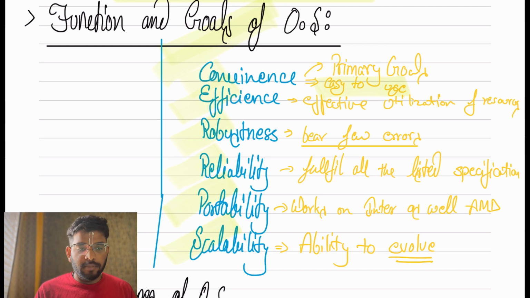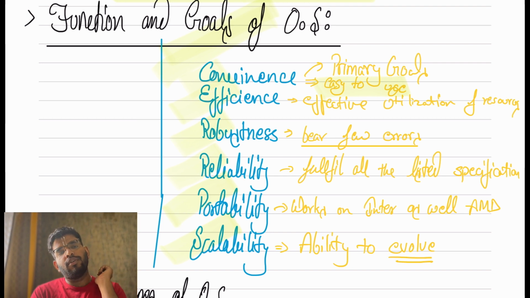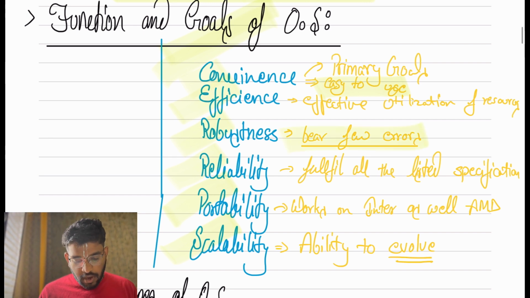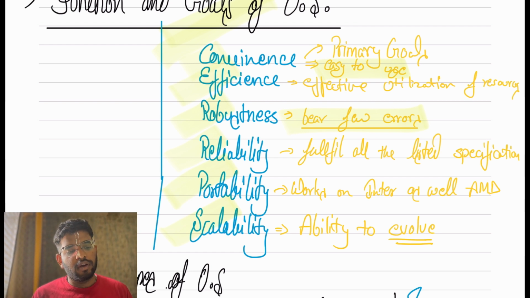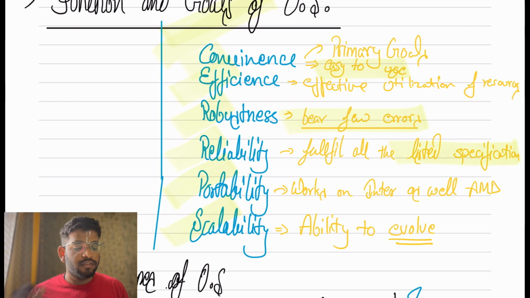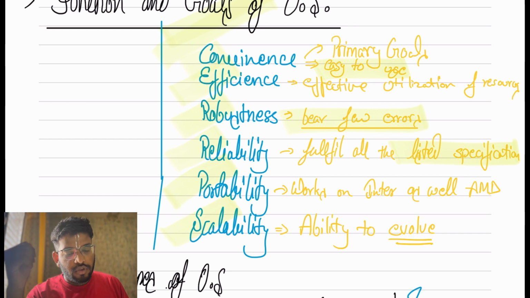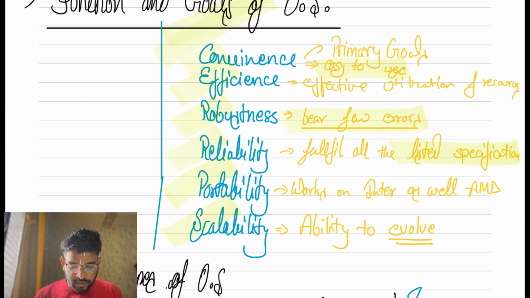Robustness is like when the system generates an error, your system shall not stop if it encounters an error. It continues to work with a few errors. That is robustness. Another term to define robustness is redundancy. It bears a few errors and still continues to work. Reliability covers all the listed specifications. If you select an operating system and there are n specifications listed, it fulfills all n listed specifications.